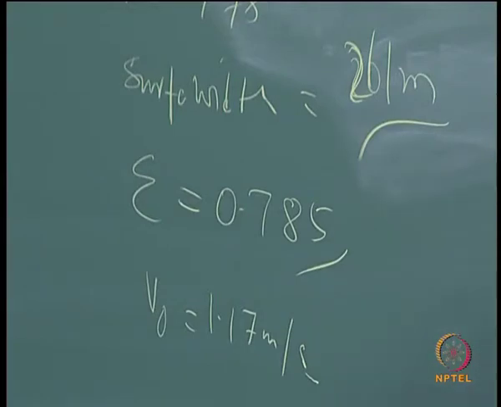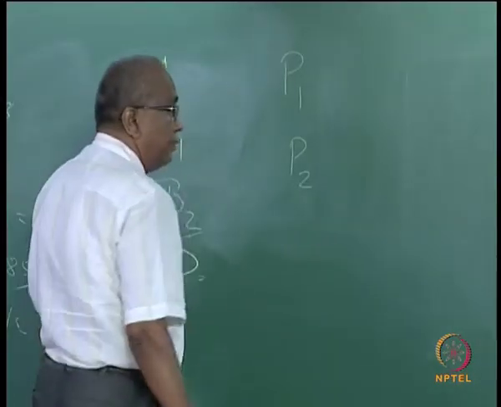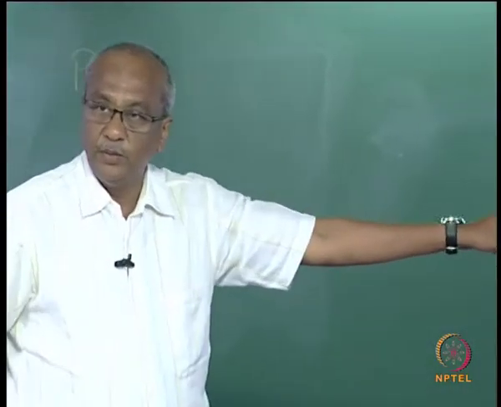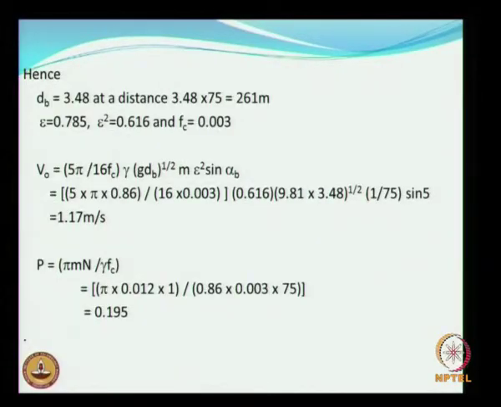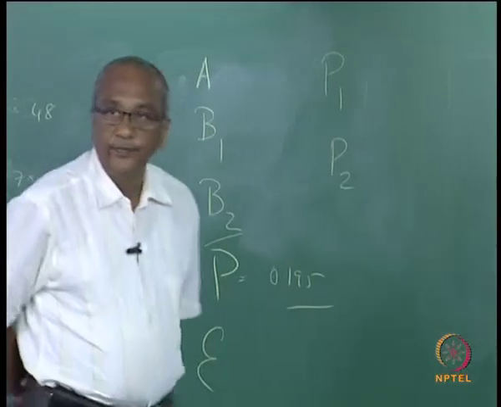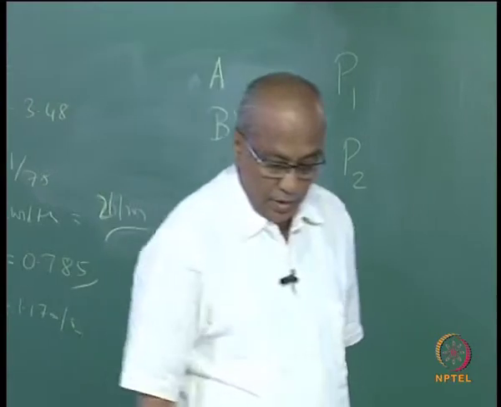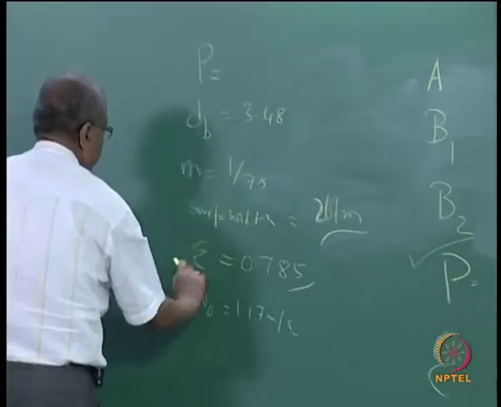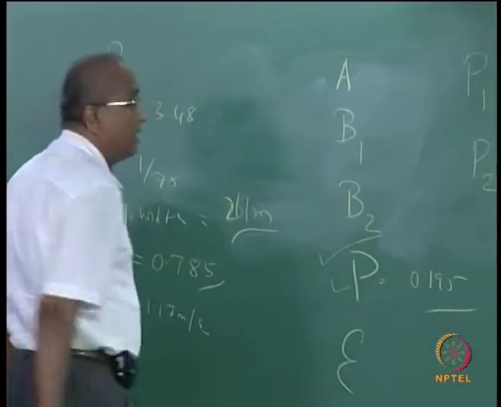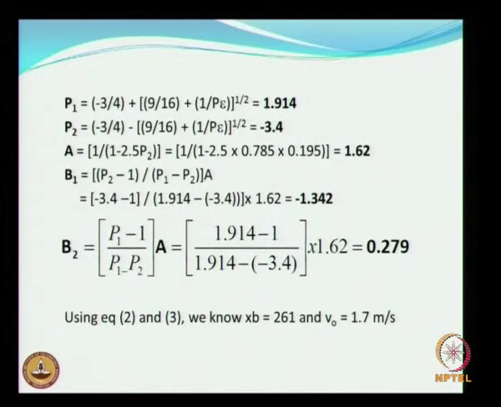Now the next task is to get the P value. P value is pi, m is known to you, that is m equal to 1 by 75, your n is 0.012, gamma is the breaker index, and fc is equal to 0.003. Is that clear? So this is going to work out as 0.195. Now the rest is going to be quite straightforward.